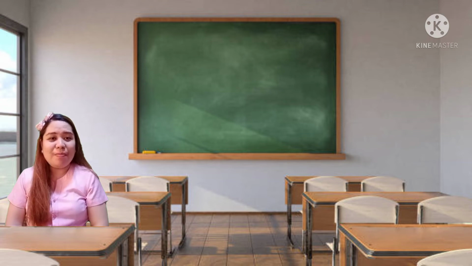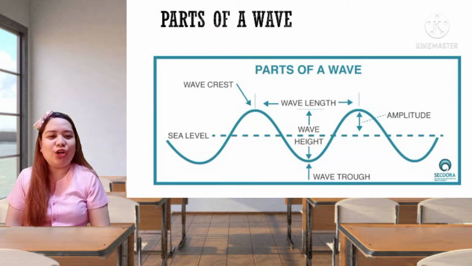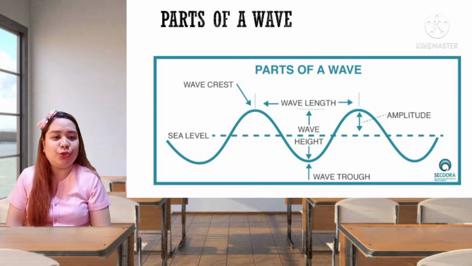To understand more about the wave, let's proceed to its parts. Take a look at this picture. The dashed line drawn through the center of the diagram represents the equilibrium or the rest position of the wave. The crest of a wave is the point on the medium that exhibits the maximum amount of positive or upward displacement from the rest position. The trough of a wave is the point on the medium that exhibits the maximum amount of negative or downward displacement from the rest position.